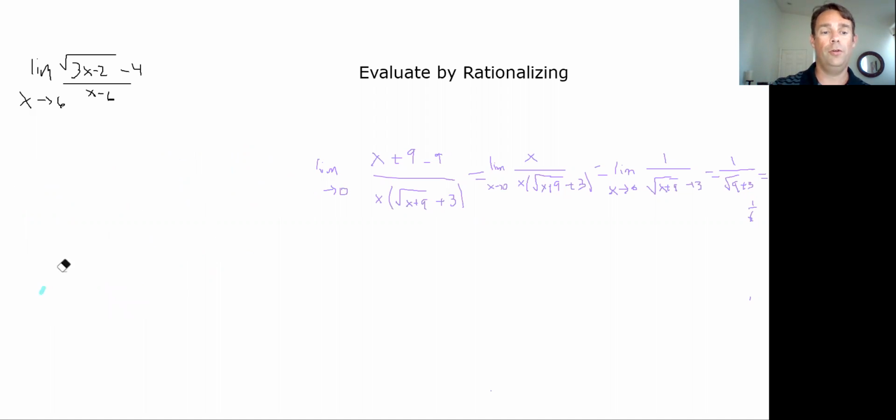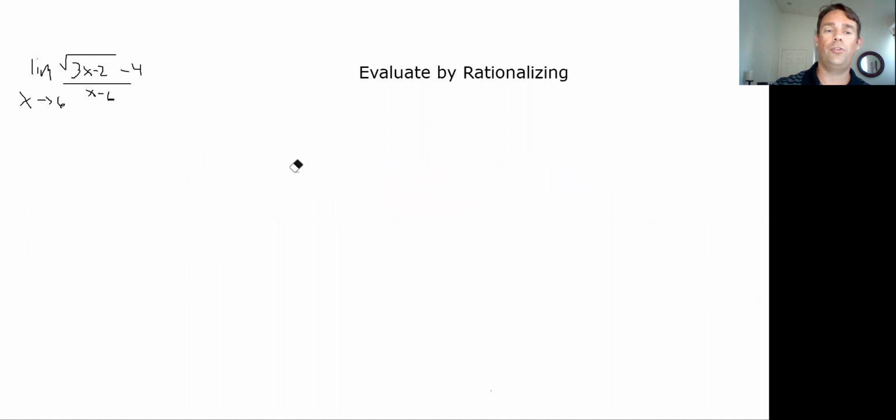Okay, I think we're ready here. So first thing we want to do when we're rationalizing is make sure that we've shown that it is indeterminate. If it's not indeterminate, we don't go any further. So if I plug my 6 in there, I get the square root of 16, which is 4, minus 4. There's my 0 in the numerator. 6 minus 6. Okay, so that's my 0 over 0. So we're going to go ahead and rationalize this one here, as x approaches 6.